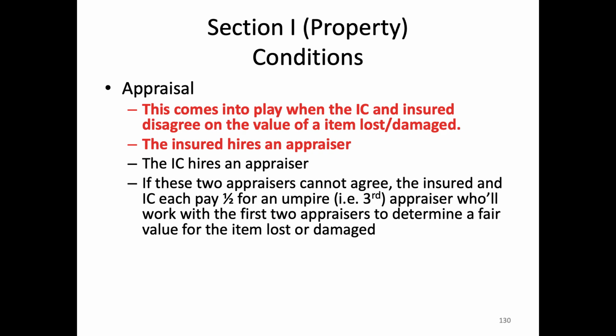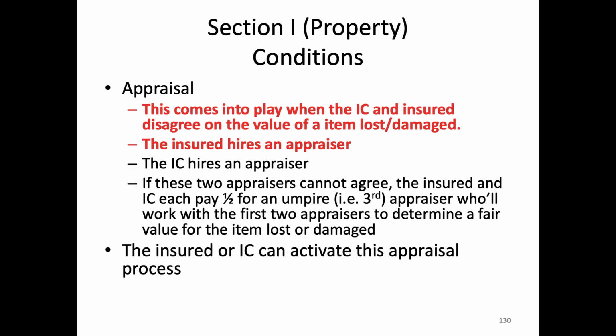If these two appraisers cannot agree, the insured and insurance company have to split the cost of a third, an umpire appraiser, and together they'll figure out a value for the lost or damaged items. So the insured or insurance company can activate this appraisal process. Maybe they've been going back and forth on the telephone and maybe even in person, and they've just gotten to the point where maybe the insurance company or the insured, because it could be either, decided, you know what, I'm going to activate the appraisal process. You're going to have to hire an appraiser. We're going to hire an appraiser. If need be, we'll hire a third appraiser, and they're going to decide what the value of the item is.